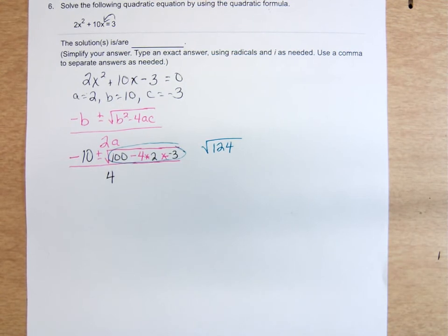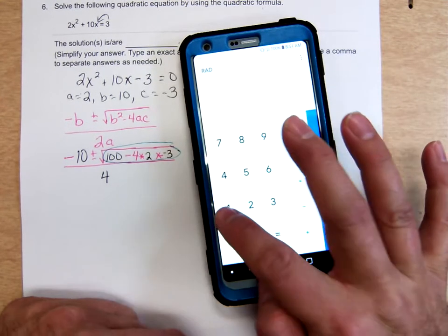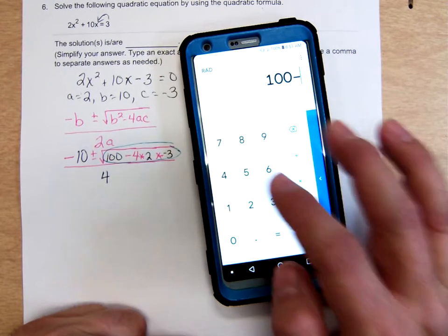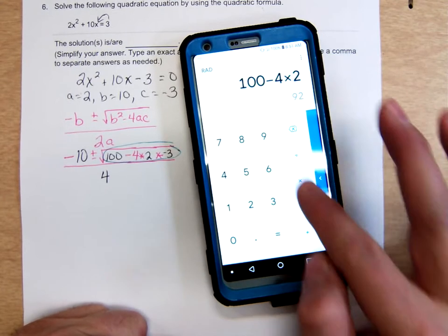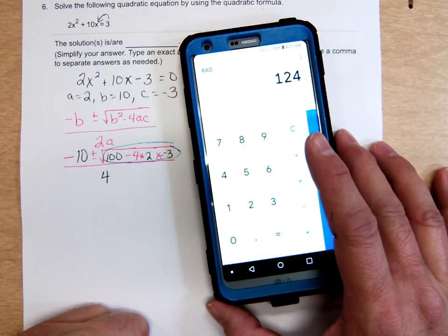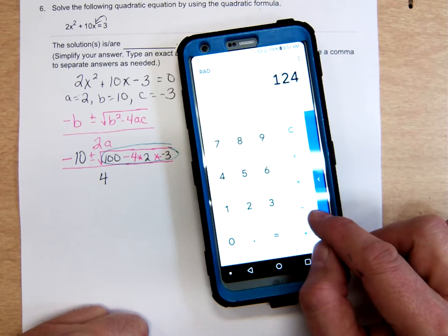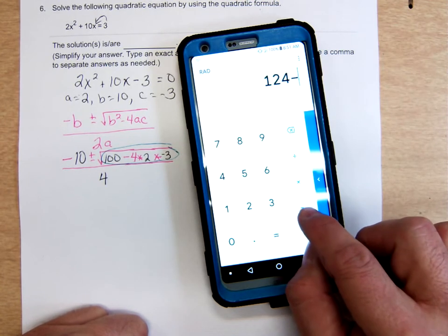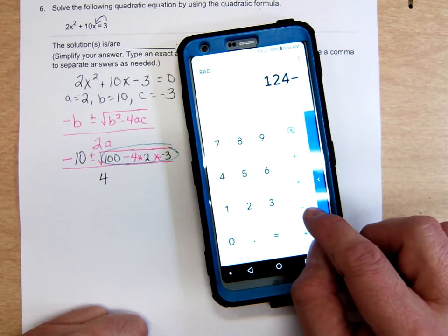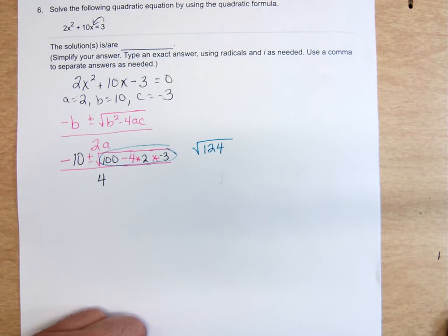Let's see. 100 minus 4 times 2 times negative 3, 124. On this calculator here on my phone, there's not a negative key and a subtraction key. There's one little minus that does both negative and subtraction. Whereas usually with a calculator, there are separate keys.